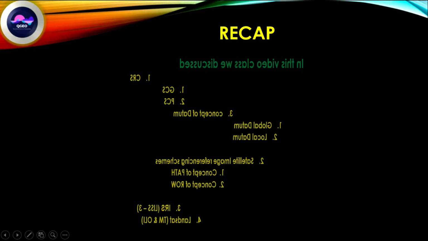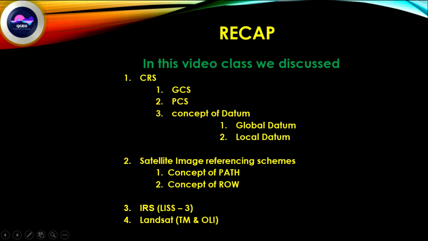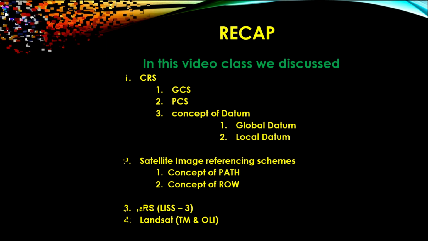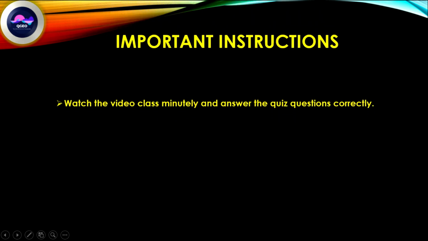Now recap. In this video class we discussed today CRS, also subdivided into 3 parts we had already discussed, GCS, PCS, concept of datum, global datum, local datum also discussed. Here, satellite image referencing scheme, concept of path and row, and path row distribution for IRS and Landsat TM or OLI sensor.